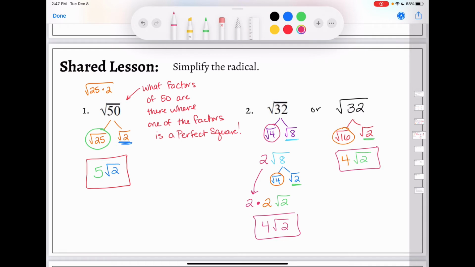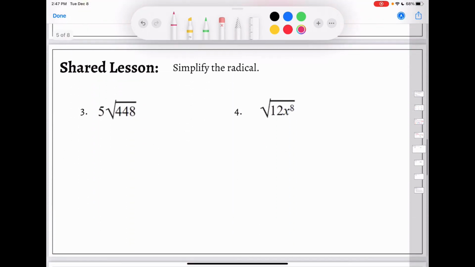Now take a look. The first method, we just looked for any old perfect square, right? But we ended up with quite a bit of work. In the second method, I looked for the biggest perfect square that was in there as one of the factors, and I had much less work. So I highly recommend looking for the largest perfect square that is one of the factors and not just any perfect square. But if you get stuck, try any perfect square and then just keep going until you can't go any farther.